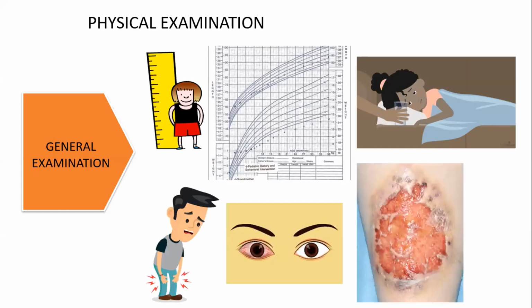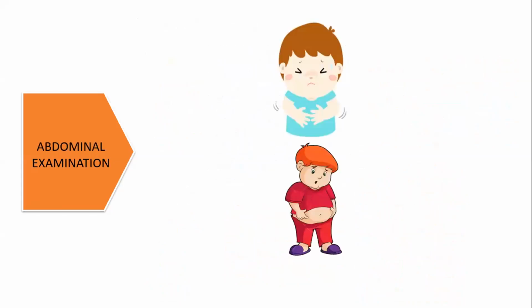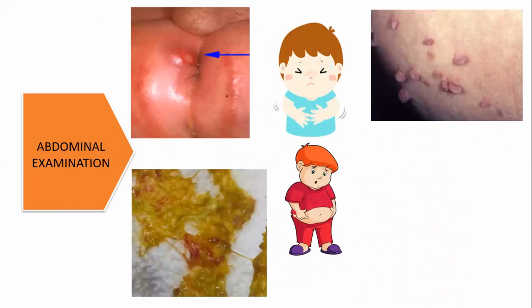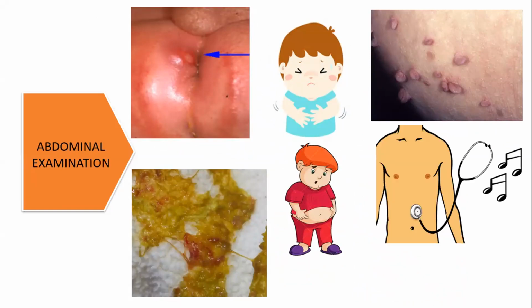You can also look for any extraintestinal manifestation of IBD, which includes symptoms such as arthritis, uveitis, or pyoderma gangrenosum. For abdominal examination, you can look for any abdominal distension, abdominal pain, any perianal fistula, and you want to look at the stool for any presence of blood, and any hyperactive sounds of the gut. This might suggest IBD. And don't miss the rectal examination. You need to perform a rectal examination to look for rectal prolapse.